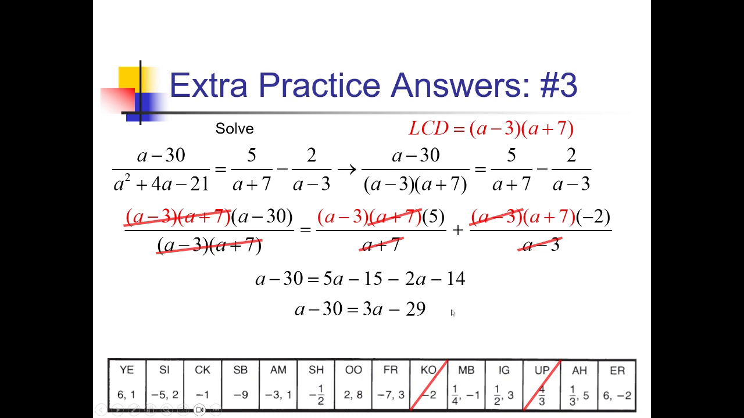All right, so let me move my a's over to one side and my numbers over to the other. If I subtract 3a from a, I get negative 2a. Adding 30 over here gives me a 1. Dividing by the negative 2, we have a equals negative 1/2. If I plug that back in up here in the original, that's not going to give me undefined anywhere. There's no zeros in the denominator. So negative 1/2 is our answer. That's this one right here that we can now cross out.